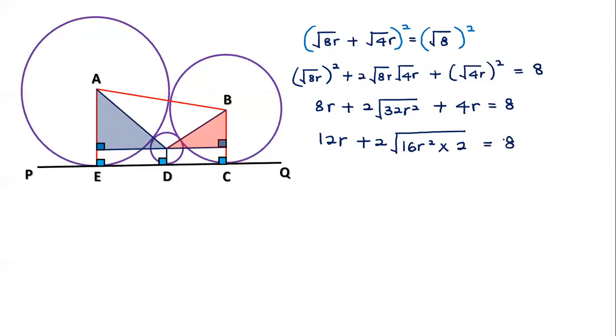So try to look at this one carefully. Why do I take out 16 separately for you? Because 16 is a perfect square number, so we can square root the 16 easily. Because 32 is 16 times 2. 32 is 16 times 2. Okay, now listen.